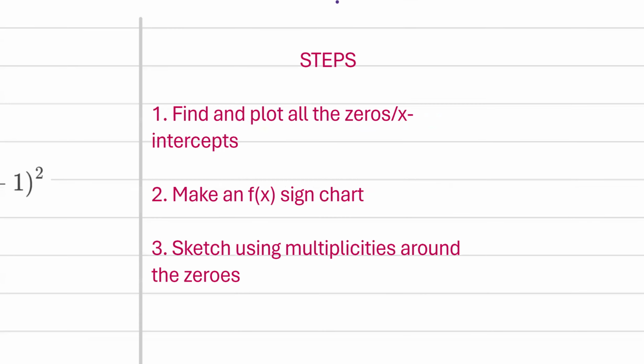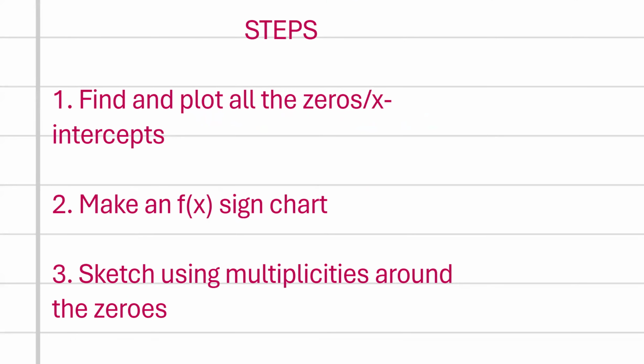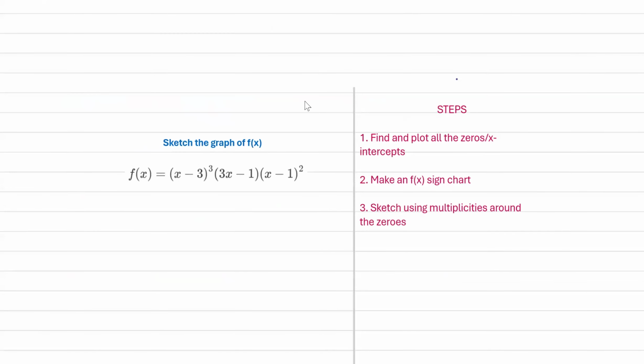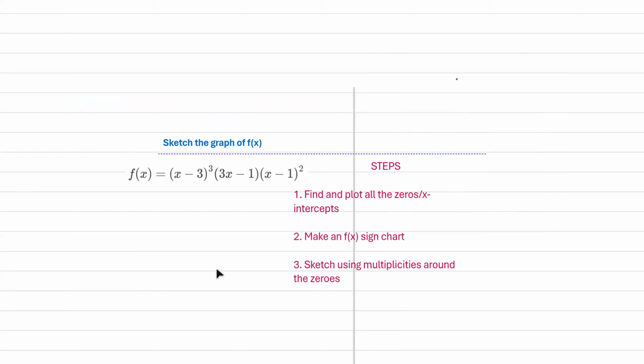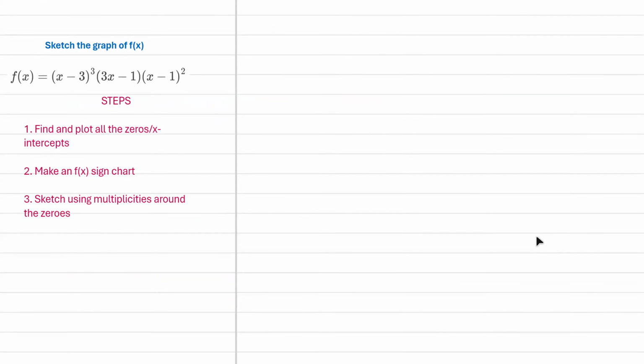I wrote them here. We're going to start by finding the zeros or x-intercepts and plot them on a graph, make a sign chart just for f of x, and then do our best to sketch using the multiplicities around those zeros. Let's put those steps off to the side and work on our working space. Okay, so step one, I want to figure out what are the zeros of this function.